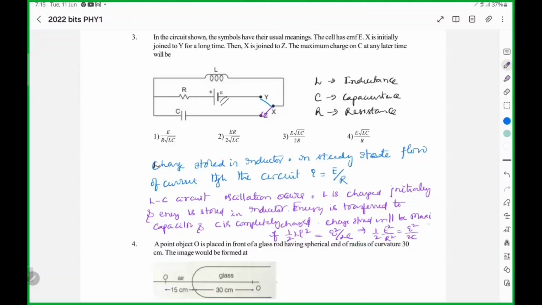From here, you can say Q's get cancelled. Q is equal to E by R root of LC.